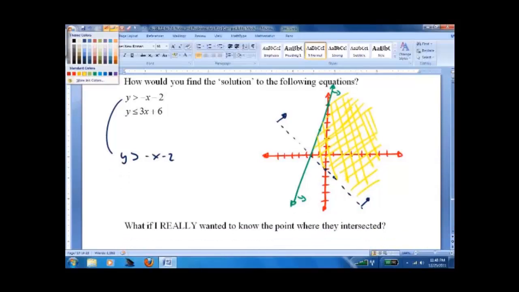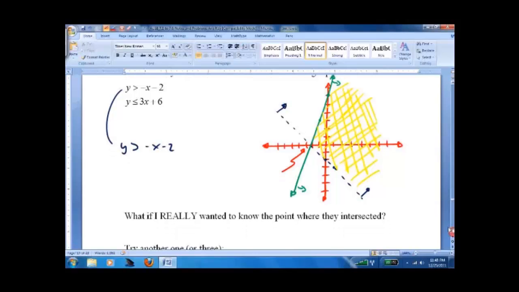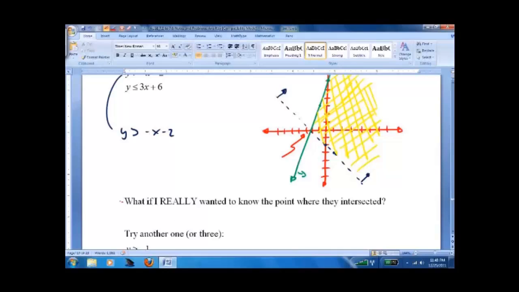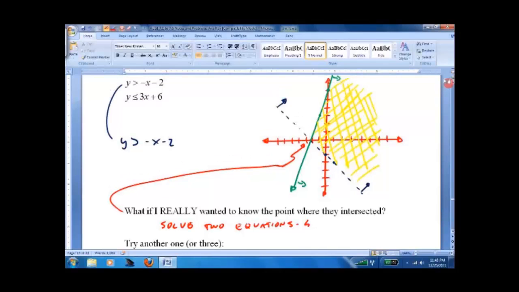Now, as you get to Algebra 2, you'll be very interested in what goes on at these corner points. So how would I find that if I wanted to? Well, if I wanted that point, I would just solve 2 equations. And I can do it any way I want. I can do it graphing. It looks an awful lot like it's -2, 0. It is, actually. That does work.